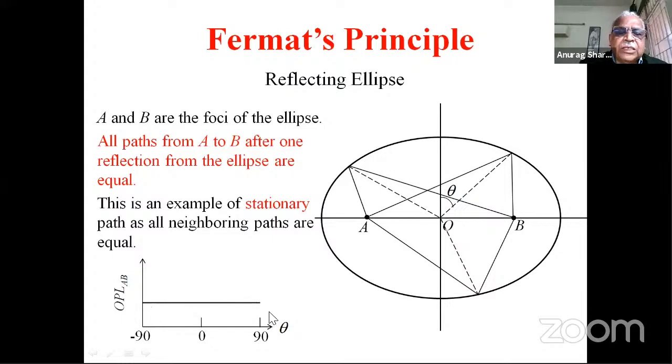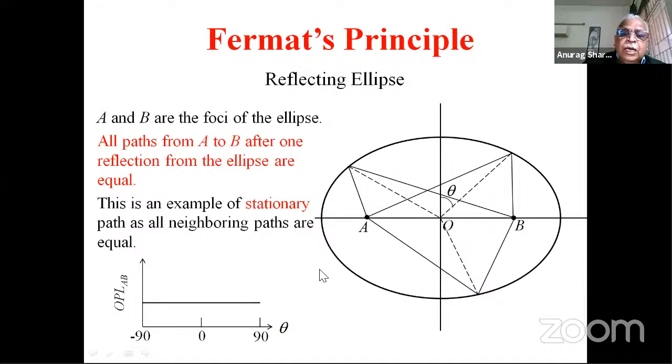So all of them are stationary. So all the rays from point A after reflection will reach point B, because they all have the same path length. This property we know in other contexts also: if you have a point source here, the perfect image will be formed at B, and so on.